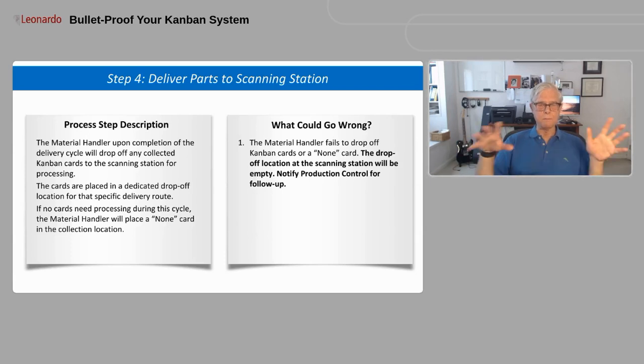Okay, so what could go wrong? The material handler forgets, or whatever, to drop off the Kanban cards or a none card. Doesn't do either one of those. So then the drop-off location is going to be empty, and that is a flag that goes to production control for follow-up. Contact the tugger driver. What happened? Where are they? Human beings following up with their phones. Okay, so beautiful. So now the cards are at a scanning station.